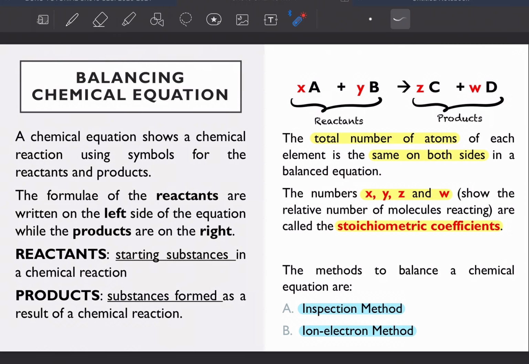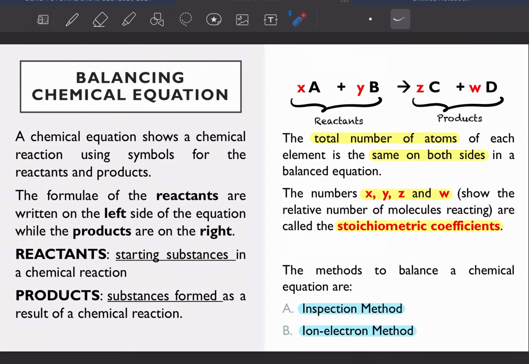So in order for your equation to be balanced, for example if you have 2 hydrogens here, you must have 2 hydrogens in your product area as well. The X, Y, Z and W show the relative number of molecules reacting, and they are called the stoichiometric coefficients. Basically this tells you that you have X molecules of A, Y molecules of B, Z molecules of C, and so on.